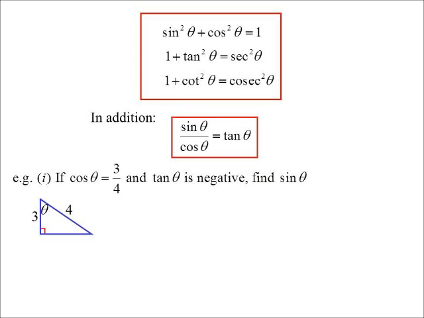Cos theta is 3/4, a bit of Pythagoras gives root 7. I'm told tan theta is negative. Cos theta is positive, therefore I'm in the fourth quadrant, so sine must be negative, and I just read off my triangle, and we get minus root 7 on 4. That to me is the more efficient way of doing it.